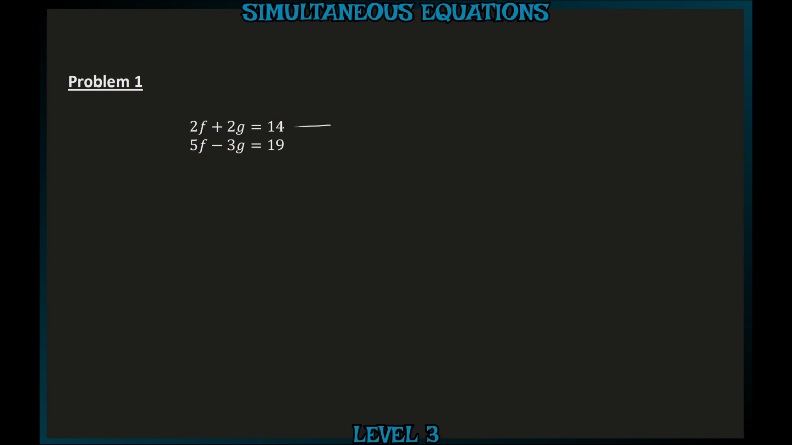So I'm going to make the number in front of the g's the same by multiplying the top equation by 3 and the equation at the bottom by 2. I need to make sure that I multiply everything in both equations by these values. So starting with the top equation, we have 2f multiplied by 3 is 6f, 2g multiplied by 3 is 6g, and 14 multiplied by 3 is 42. Moving on to the second equation, 5f times 2 gives us 10f, minus 3g times 2 is minus 6g, and 19 times 2 is 38.